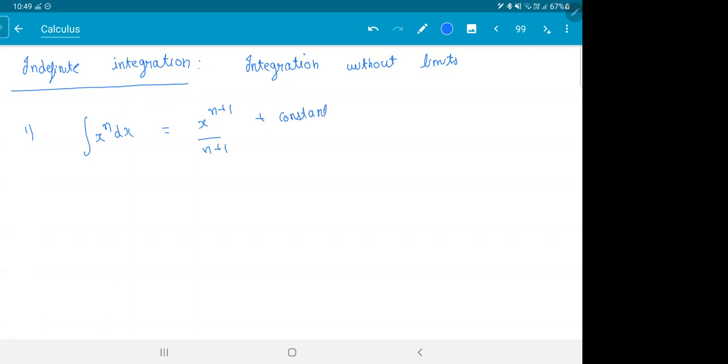The reason is since you didn't tell me where you want the area from where to where, it will be some constant. So this constant depends on the initial values. That has to be given. Without that, you can't find. So that's it. All your formulas will become like that. For example, if you take sin x dx, limits are not given, minus cos x plus constant.